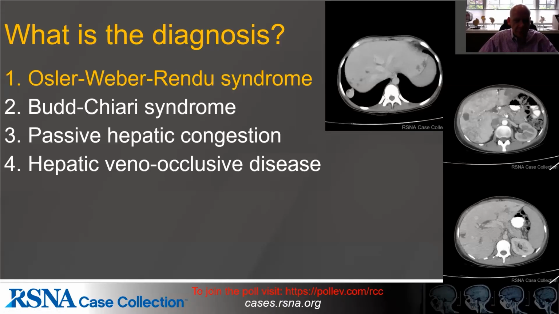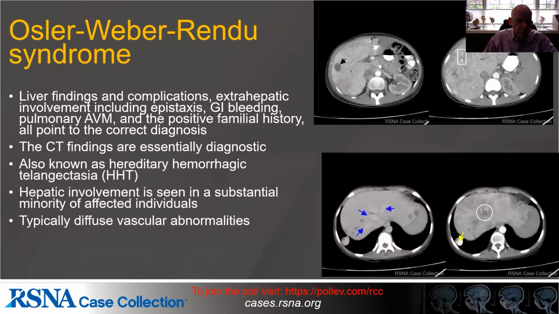And so the diagnosis is Osler-Weber-Rendu syndrome. The combination of the history, as noted, with the CT findings is essentially pathognomonic or diagnostic of this disorder. It's also known as hereditary hemorrhagic telangiectasia, HHT. And the liver is involved in a substantial minority, about 15 to 20% of affected individuals.